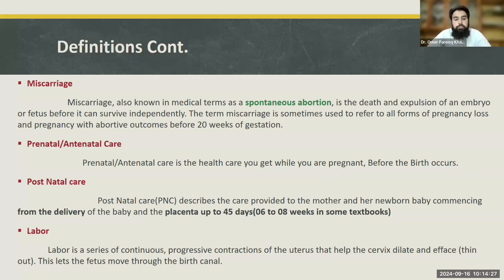Labor is a series of continuous progressive contractions of the uterus that help the cervix dilate and efface, or thin out. And this lets the fetus move through the birth canal. So that is the process of labor. So labor is basically a contractive process of the uterus which helps the baby to get delivered through the birth canal of a woman.